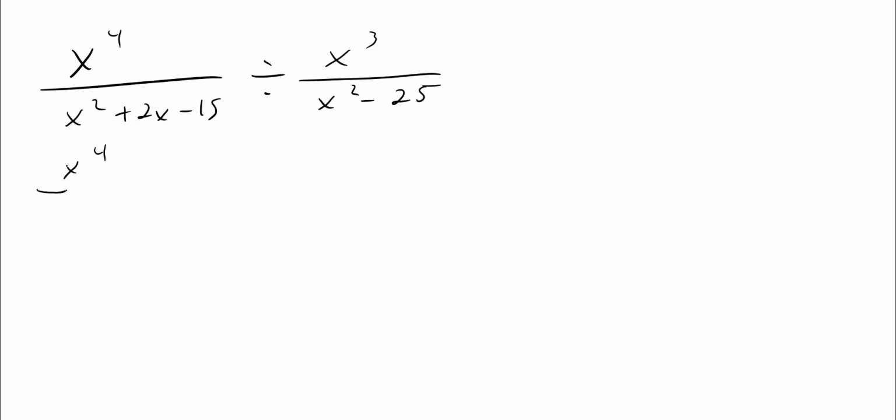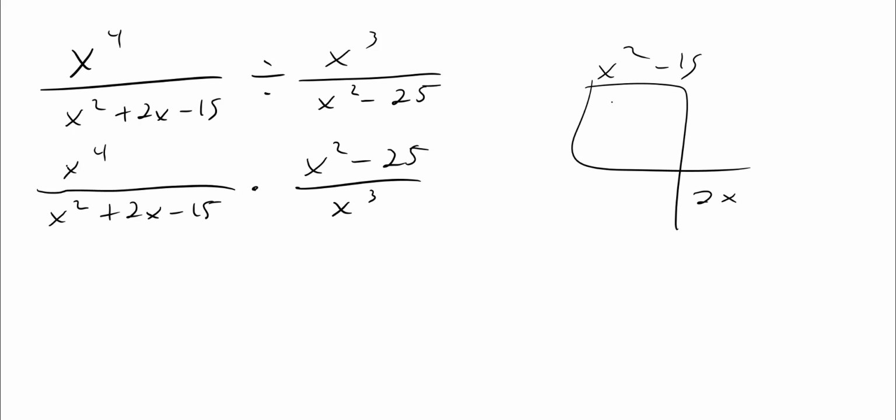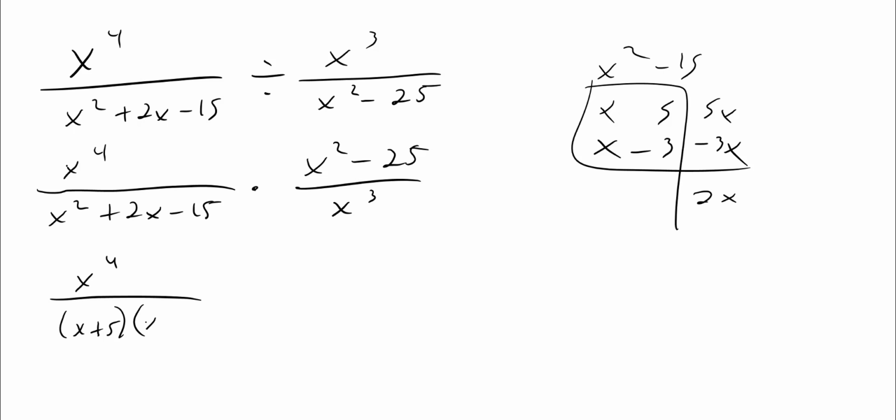So it's x to the 4th over (x squared plus 2x minus 15) times (x squared minus 25) over x cubed. Okay, so the only factor box I have is the bottom left here, this x squared plus 2x minus 15. So let's do it. So it's x squared, negative 15, and 2x. So x and x, negative 15 is going to be 5 and negative 3, because it's going to be 5x and minus 3x. So it gives us 2x, perfect. So it's x to the 4th over (x plus 5)(x minus 3).